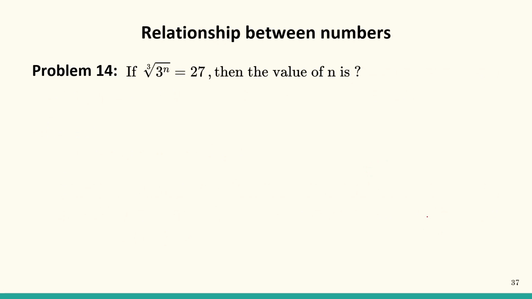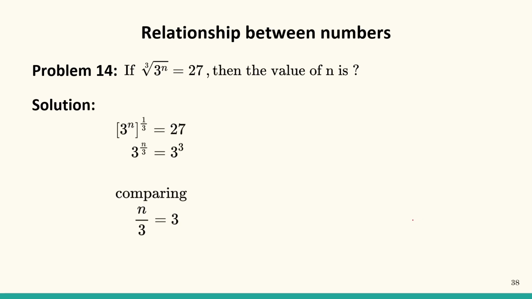So let's solve the problem number 4. If cube root of 3 power n is equal to 27, what is the value of n? So you can see right down here, 3 power n whole cube root is equal to 27. So 3 power n by 3 is equal to 3 power 3. Comparing these two, what we can see is n is equal to 9. That is why 9 by 3 is equal to 3. So this is the final answer.